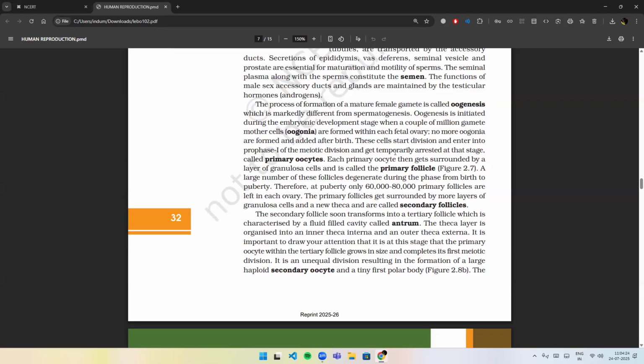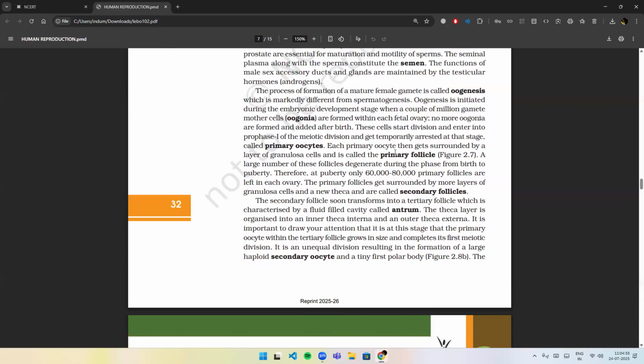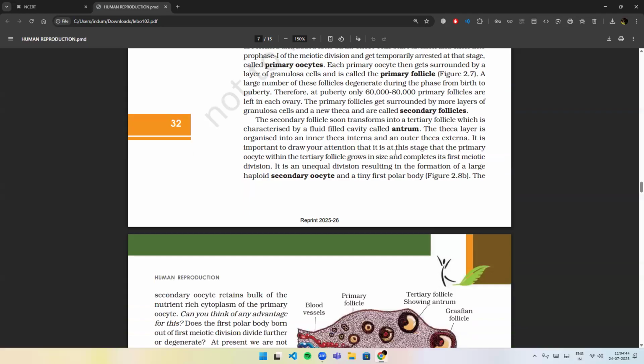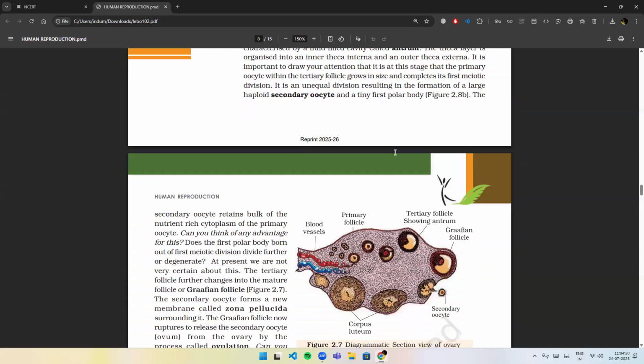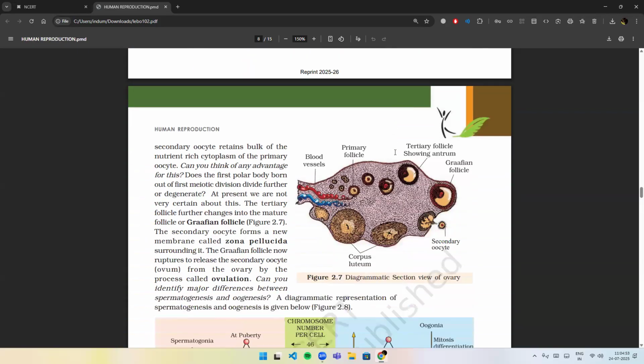The theca layer is organized into an inner theca interna and an outer theca externa. It is important to draw your attention that it is at this stage the primary oocyte within the tertiary follicle grows in size and completes its first meiotic division. It is an unequal division resulting in the formation of a large haploid secondary oocyte and a tiny first polar body. The secondary oocyte retains bulk of the nutrient-rich cytoplasm of the primary oocyte.